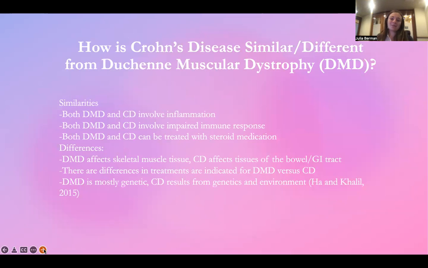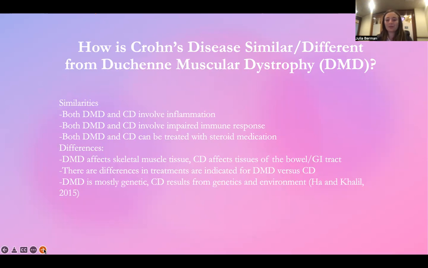So in what other ways is Crohn's disease similar to or different from Duchenne muscular dystrophy? Again, in this class, we discussed Duchenne muscular dystrophy in depth. It's interesting to consider the similarities and differences, because DMD is a disorder of the skeletal muscle, while Crohn's affects the gastrointestinal tract. So at first glance, it might seem like they're widely different disorders. However, they share many similarities.